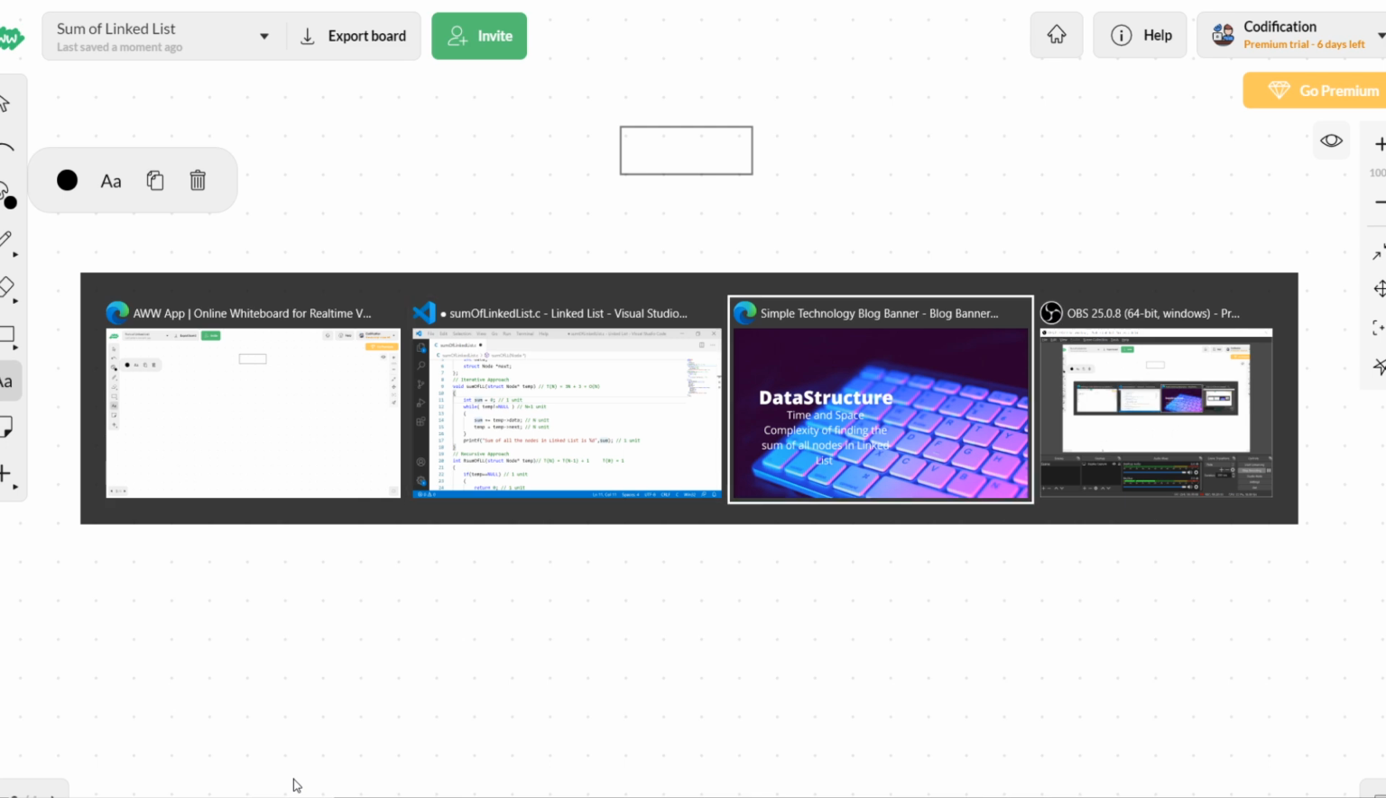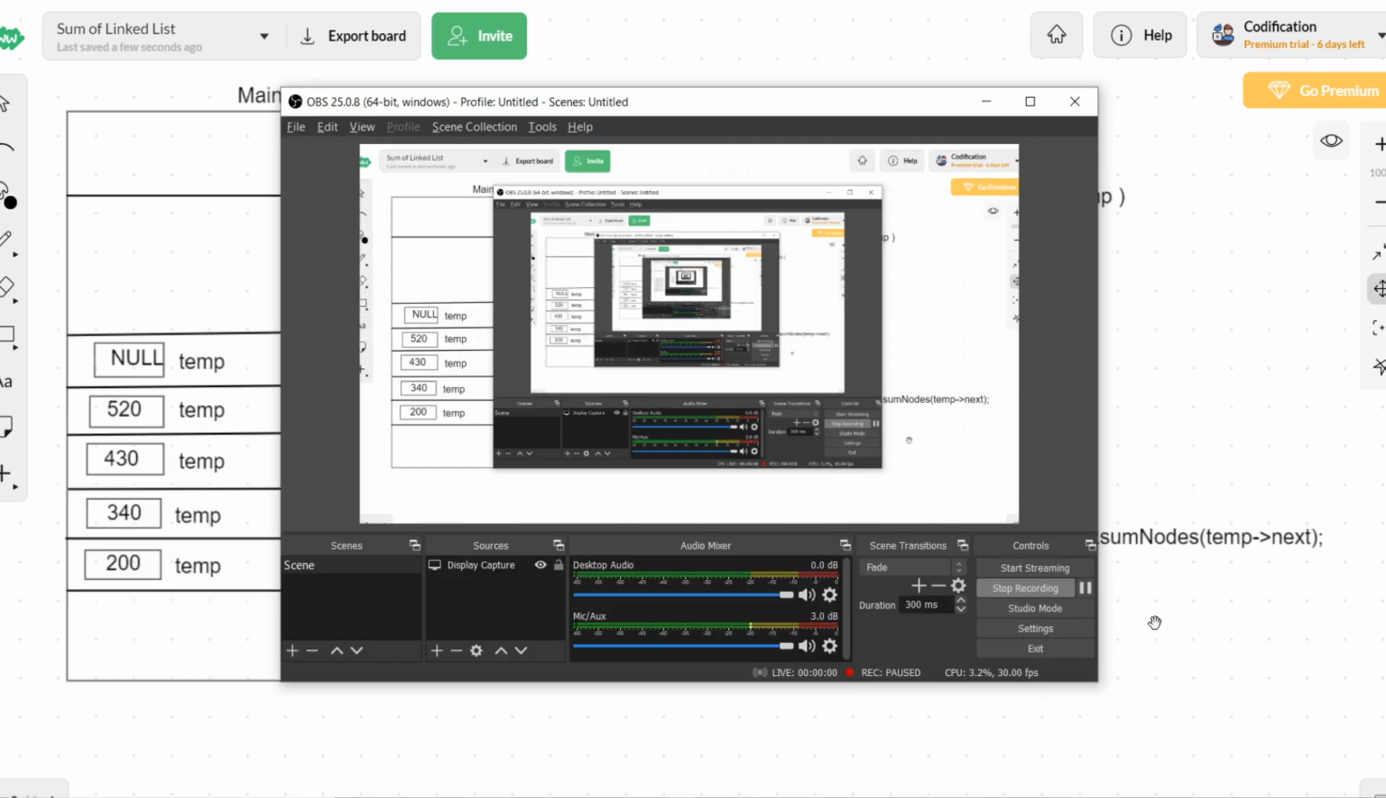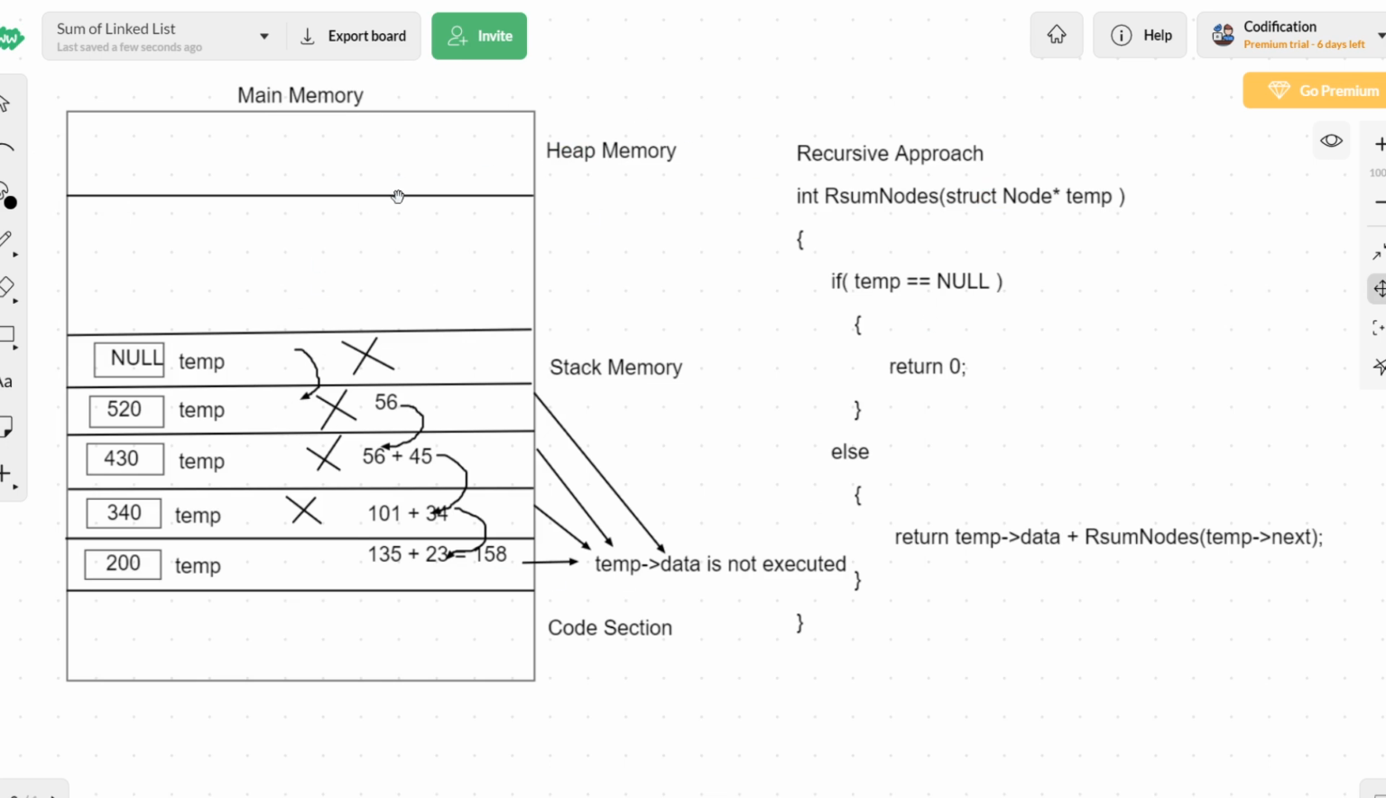Look at this main memory. You can see these activation records. How many activation records are there here? There are totally 1 plus 2 plus 3 plus 4 plus 5 activation records. How many nodes? 4 nodes. So for 4 nodes, 5 activation areas, including null also. So there are totally n plus 1 activation areas, or activation records, found here.